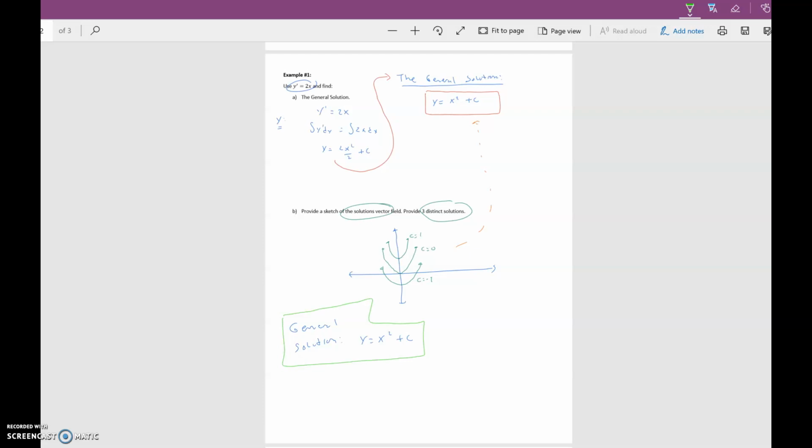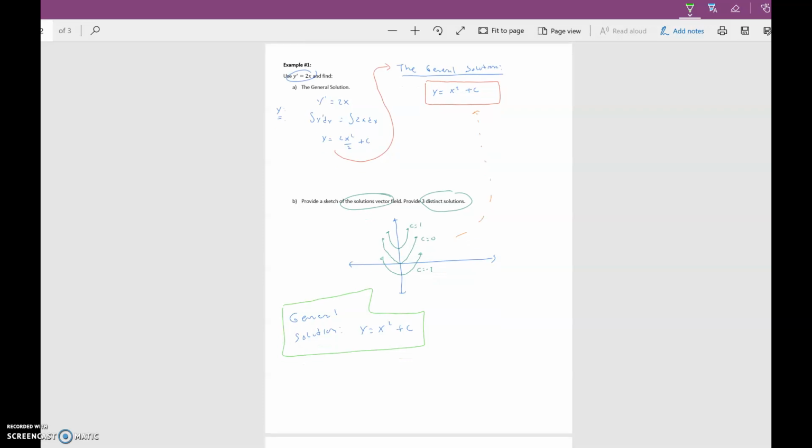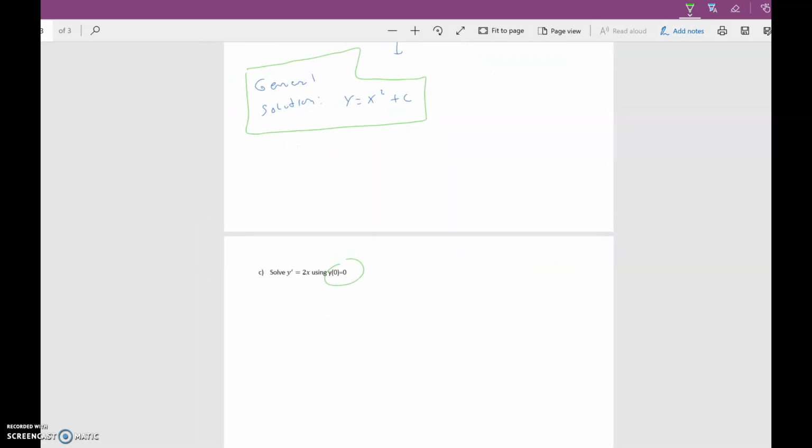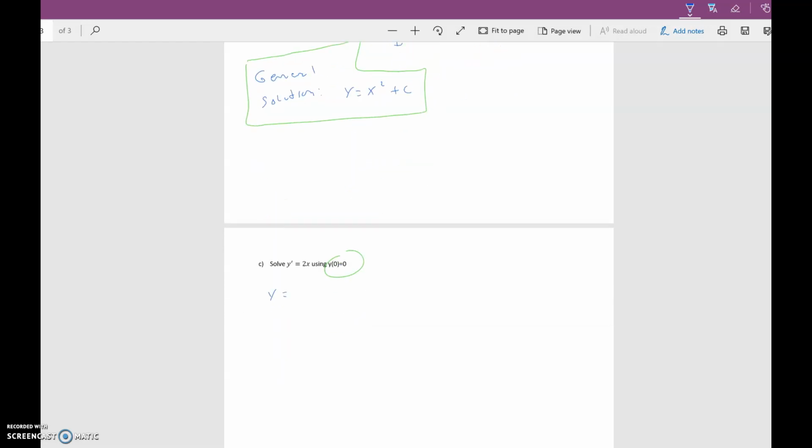And most of these problems we use software to solve because of the messy calculations or the numerical approximation that we're doing. Okay, so let's take a look at problem C, where they want us to solve the problem using that initial condition. So technically we have y equal to x squared plus c, using y of 0 equal to 0. So x is equal to 0, y is equal to 0. You would have 0 equal to 0 squared plus c. So 0 is equal to c.